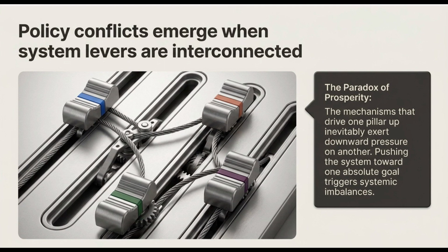Okay. So this creates what economists call the paradox of prosperity. What is that? Paradox of prosperity, where improving one area can destabilize another. So basically, the mechanisms that drive one pillar up inevitably exert downward pressure on another. Pushing the system towards one absolute goal triggers system imbalance. Okay, so we have to focus on all in a balanced manner. Clear?